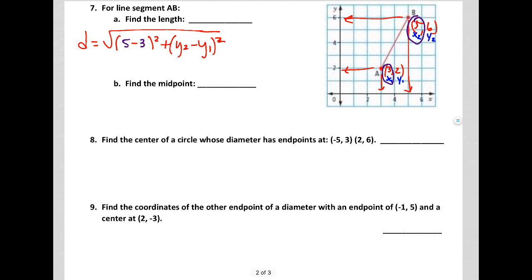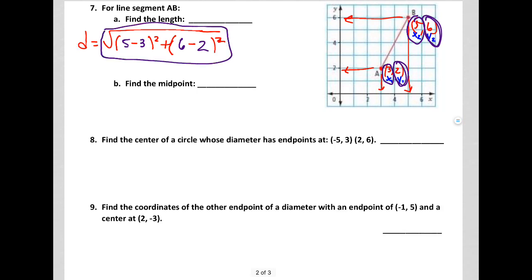And then y2, so if I look over at my graph, y2 is 6. So I need to erase y2 and put 6 there. And then lastly, y1 is 2. So I'm going to erase y1 and put 2 there. Can't erase that.